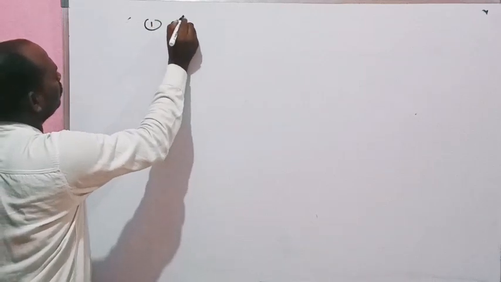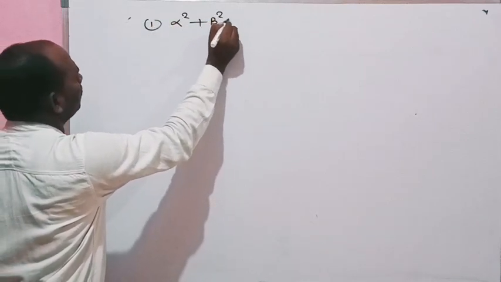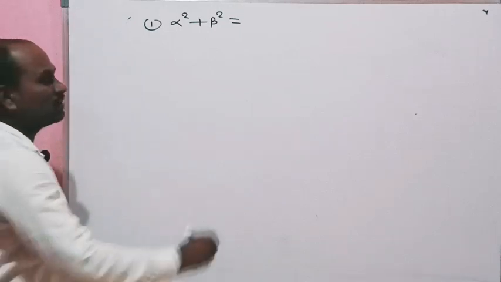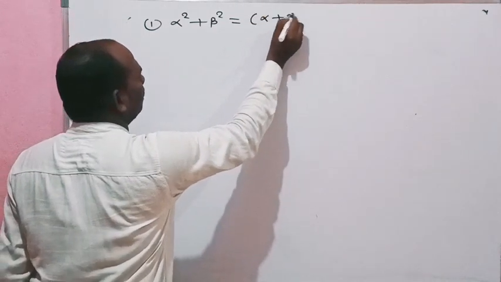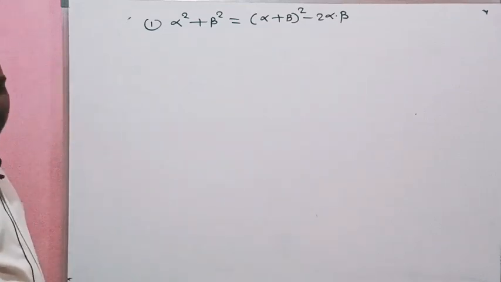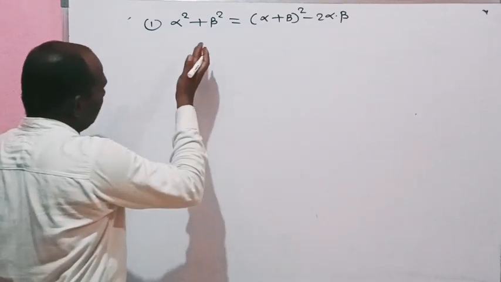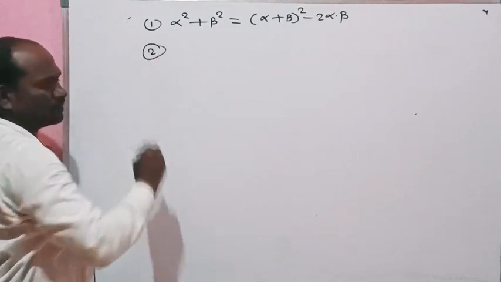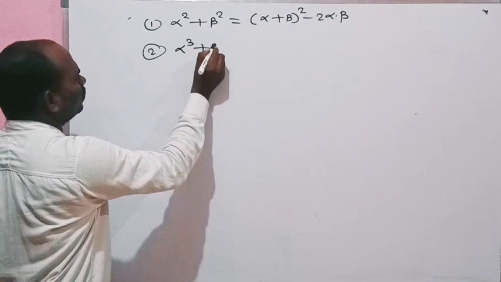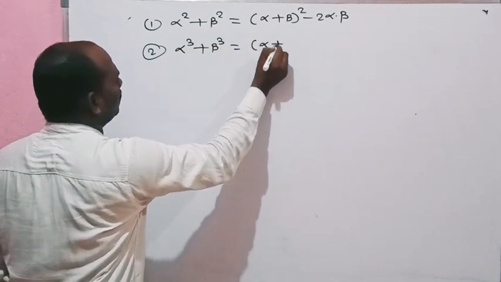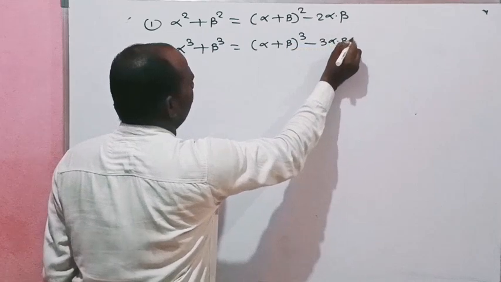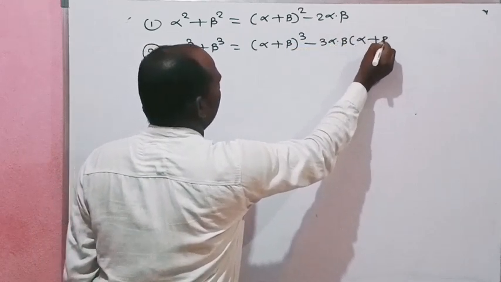First formula: alpha square plus beta square equal to alpha plus beta its square minus 2 alpha dot beta. Second is alpha cube plus beta cube. Now alpha cube plus beta cube is alpha plus beta its cube minus 3 alpha dot beta bracket alpha plus beta.